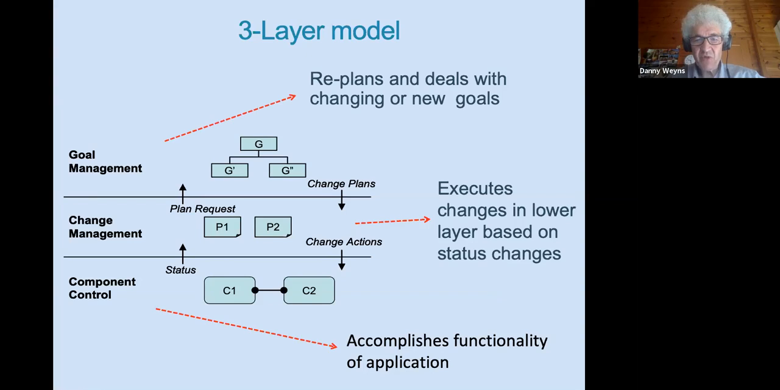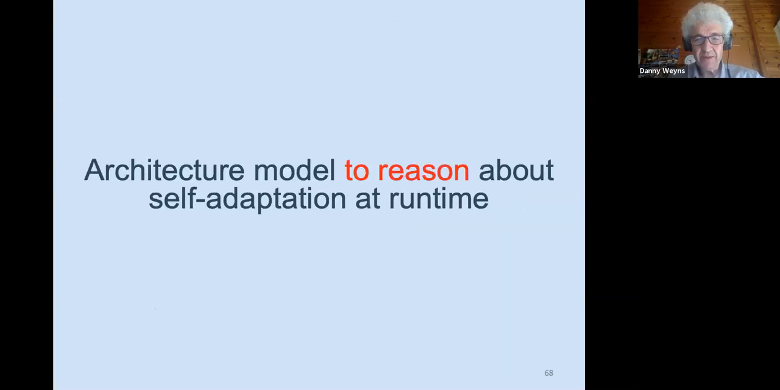So you see the three-layer model structures the problem of self-adaptation in two fundamental things, change management and goal management.